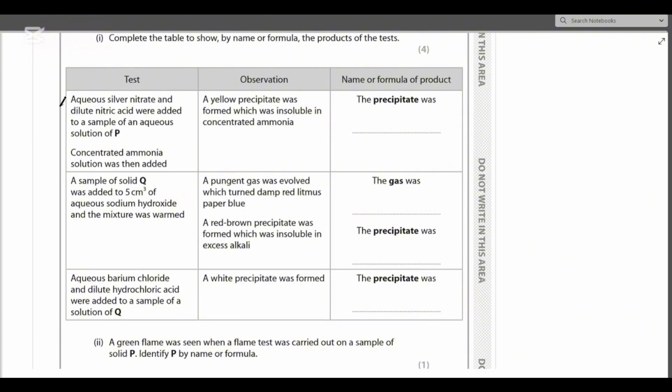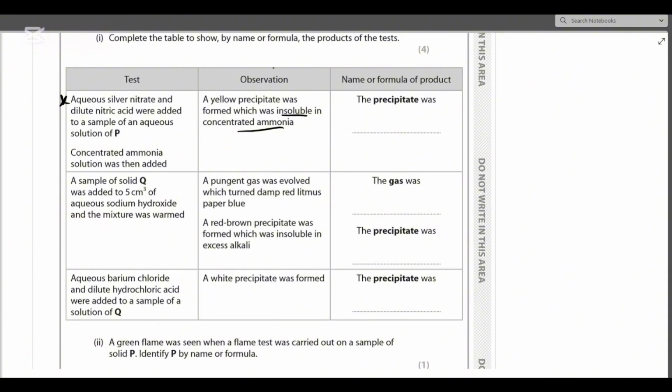If we check out the first test right here, it says that aqueous silver nitrate and dilute nitric acid were added to a sample of an aqueous solution of P. Concentrated ammonia solution was then added. The observation was that a yellow precipitate was formed which was insoluble in concentrated ammonia.